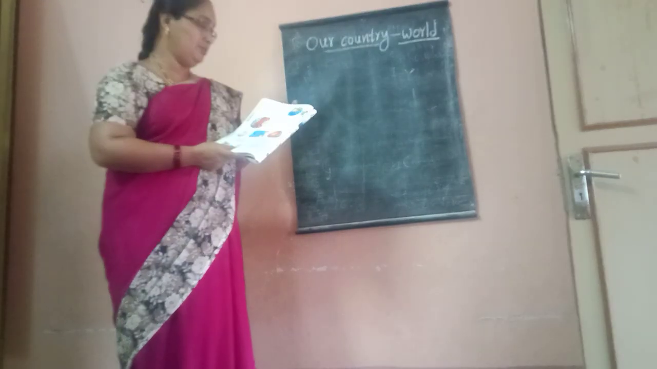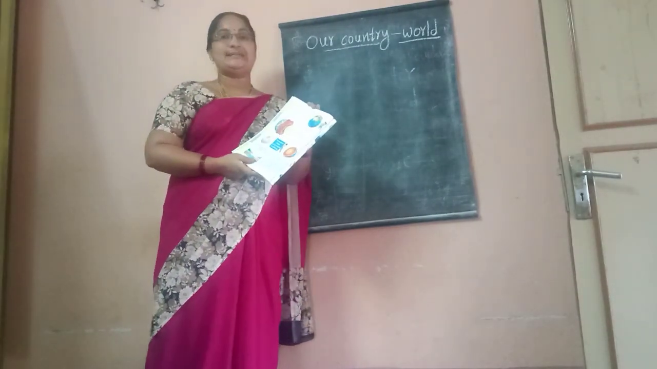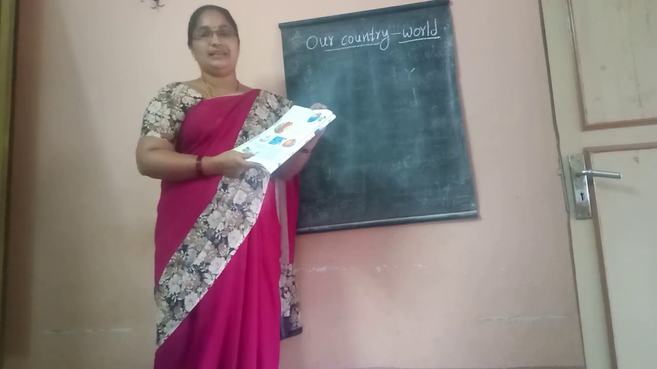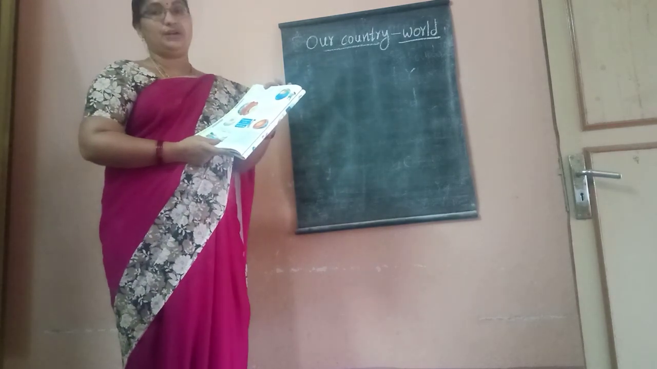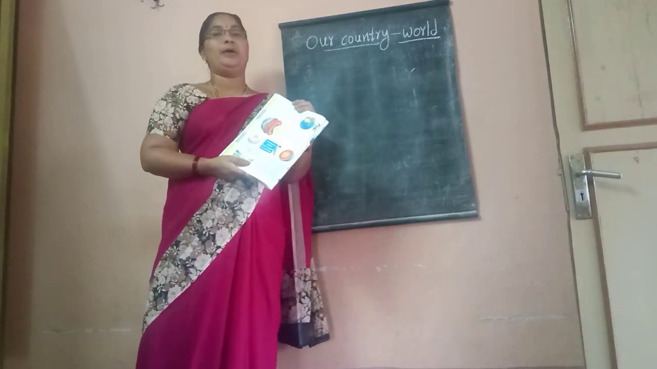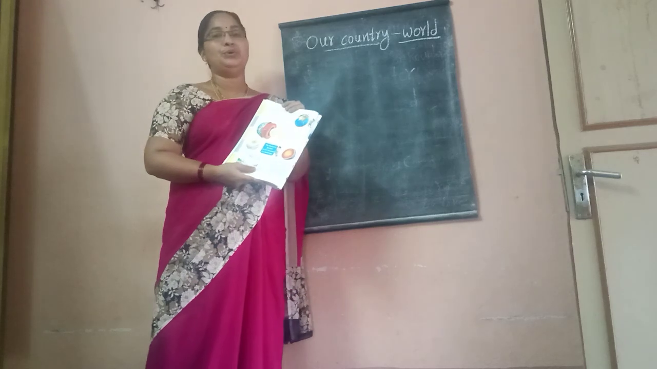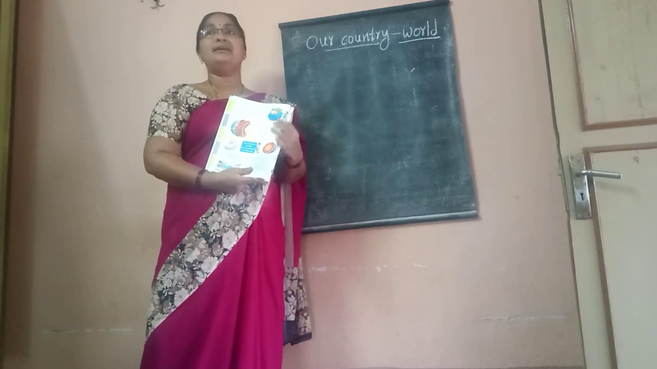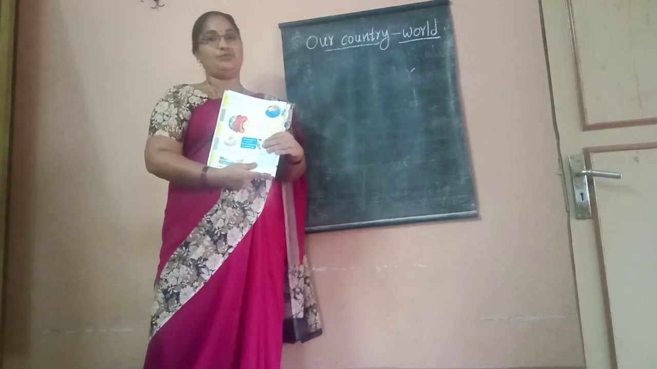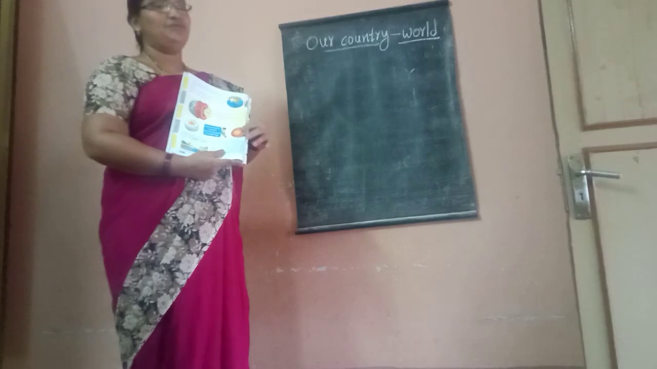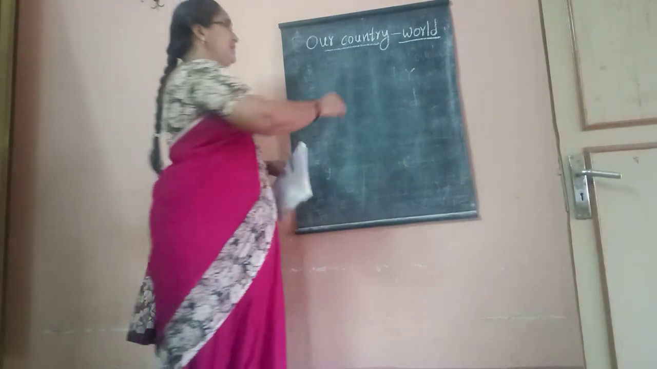"I am your home. 1/4 of me is covered with the land and the rest with the water. I am the unique planet in our solar system. Who am I? I am your home." Okay. 1/4 of it is covered with the land and 3/4 of it is covered with the water. I am the unique planet in the solar system. Which planet is our home? It means Earth.